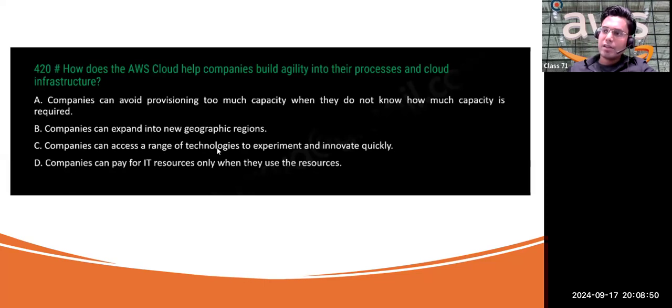Companies can access a range of technologies to experiment and innovate quickly. Basically, we do everything in a quick manner. Okay, so just like provision the servers, provision, create many things quickly. So C is the right one.